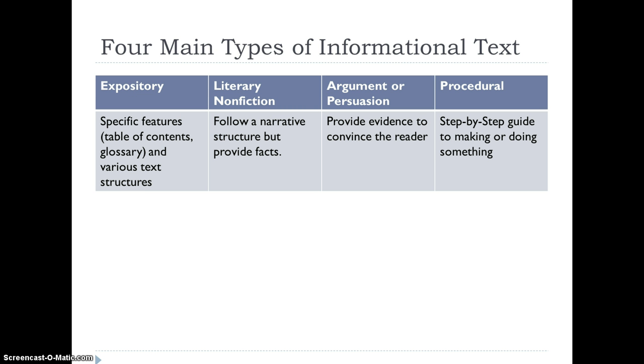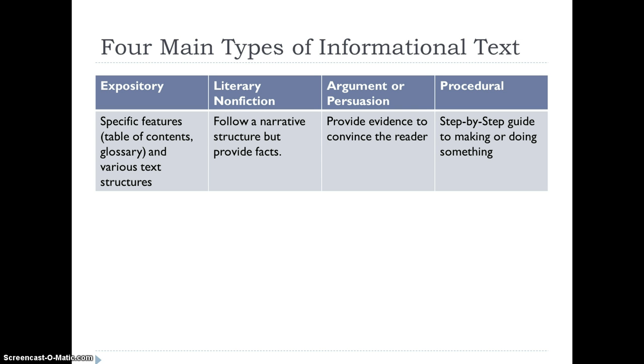I like to think of informational text in four main categories. It kind of helps me to distinguish between them. You can see the first type is expository. So this is kind of what's been traditionally referred to as informational text. They're going to have your table of contents, a glossary, an index. They're going to have headings, bolded or italicized keywords. And the purpose of these texts is to inform or explain something to the reader.